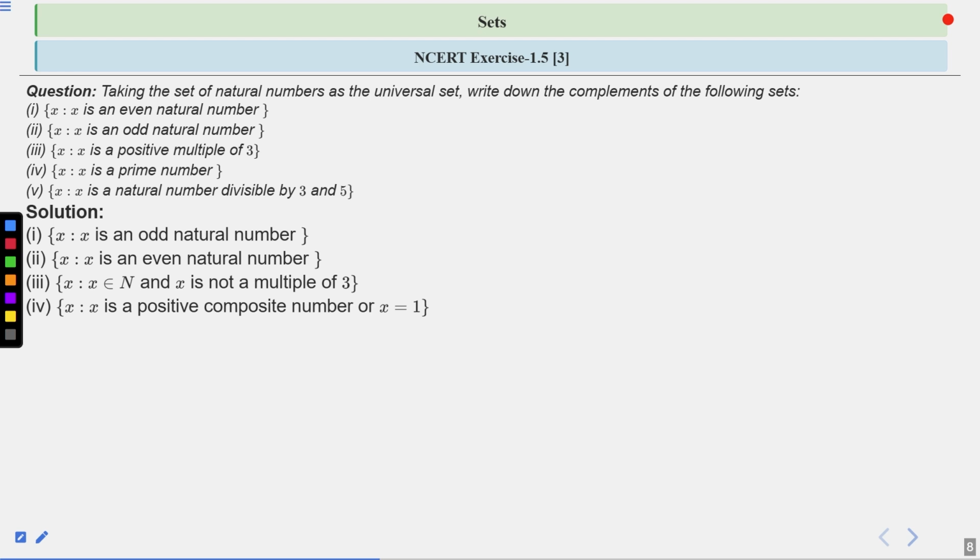What you are trying to do is simply removing all prime numbers from the natural number set. So you left with composite numbers plus this number 1. Clear? So your complement for the fourth will be the collection of all numbers such that your number is a positive composite number, or it could be 1. I hope the fourth part is clear. Anybody having any difficulty?